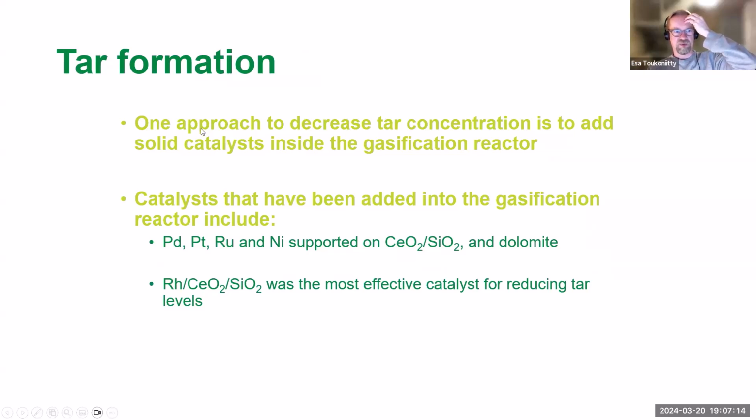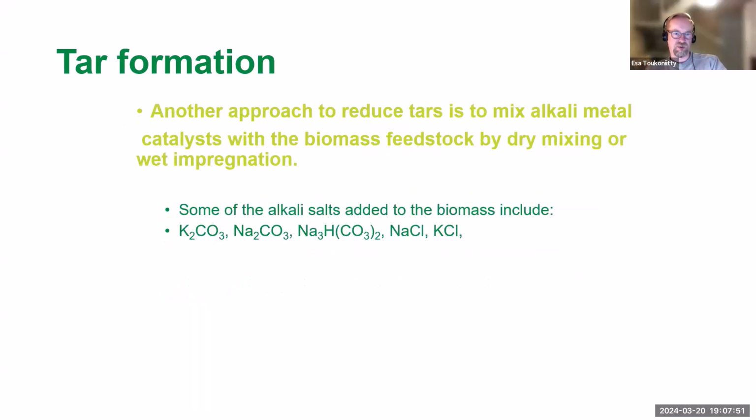Techniques to remove or tackle this tar problem are, for example, to add catalysts in the gasifier. And these certain catalytic materials, like here these noble metals supported on support material, can basically help to convert the tar material into some lighter materials that exit the gasifier and will not stick onto the walls.